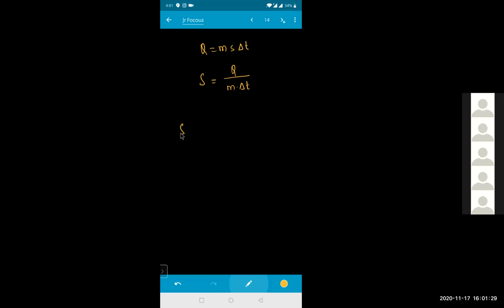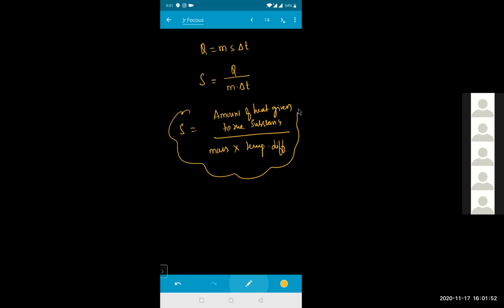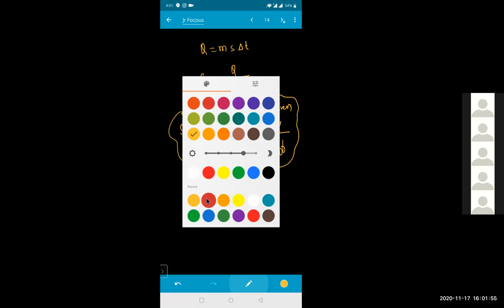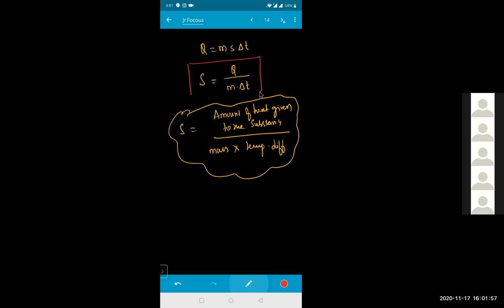S is equal to, Q is nothing but what, beta? Amount of heat given to the substance, divided by mass into temperature difference, is called specific heat. What is the formula for specific heat, beta? S is equal to Q by M into delta T.